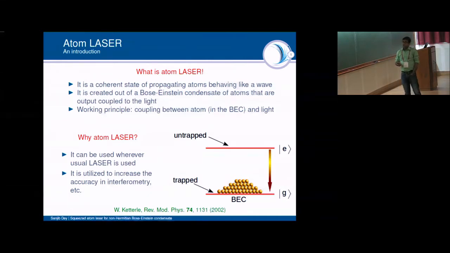But then the question arises, why the atom laser? We already know the laser, and it is already very successful, so we don't need a replacement. It can be used wherever the usual laser is used, but we don't need that. The thing is that it will give increased accuracy in interferometry. There are many papers where they study that the atom laser can increase the efficiency of interferometry, as well as in measurement of squeezing in the context of superdense coding. In those things, atom lasers are used.